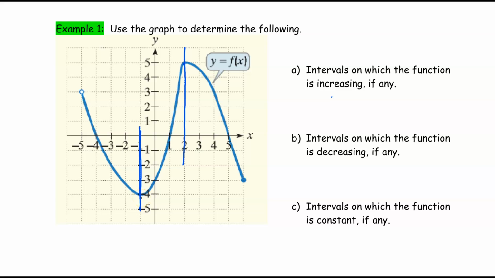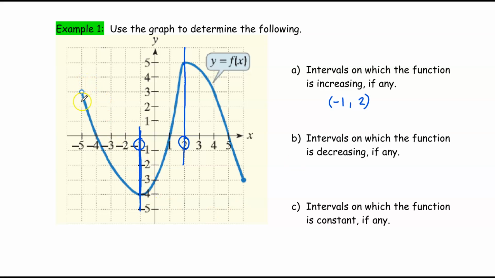And of course, we would always write an open interval. So it is from -1 to 2. This is 2, and that's -1. So on the interval -1 to 2, the function is increasing.